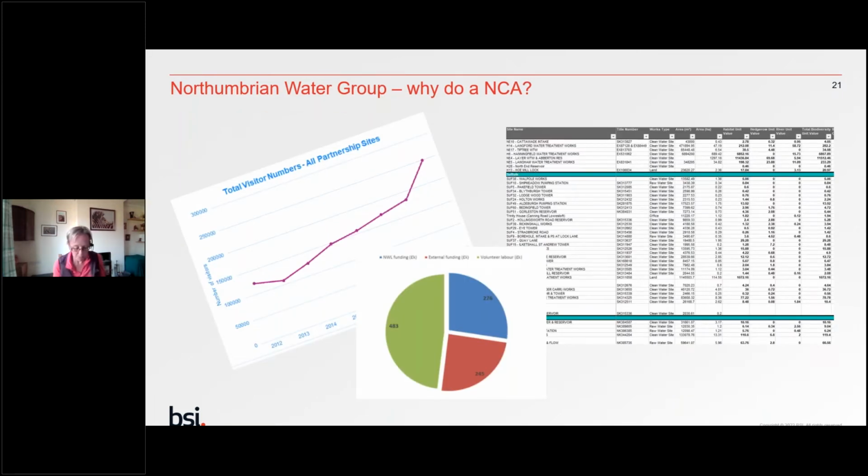We also had a reasonable amount of data. We've got good information on visitor numbers to some of the sites that we manage directly and where we work in partnership with others. We've got good data on volunteer and recreational activities, and we had also recently undertaken an assessment of the biodiversity value of our landholding before we decided to do a natural capital account.